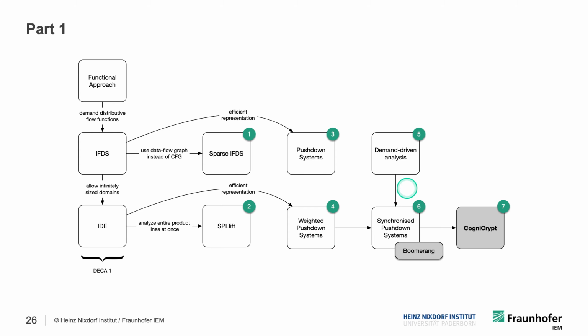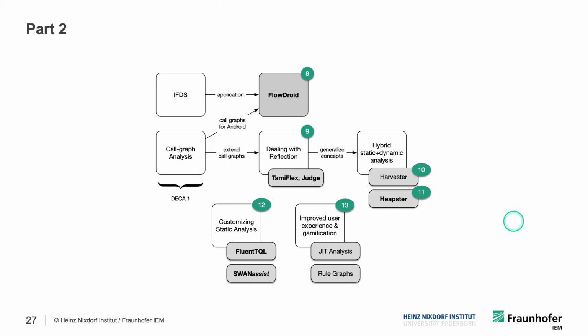And then I also explained to you the very important concept of demand-driven analysis and then synchronous pushdown systems that bring this here together. And I explained to you how we use that to implement the really highly efficient and precise pointer analysis Boomerang. And on top of all of this, the crypto analyzer CogniCrypt. And then in the second half, we saw the FlowDroid tool as a tool that really combines sort of IFDS-style taint analysis with some rather sophisticated call graph analysis for Android.